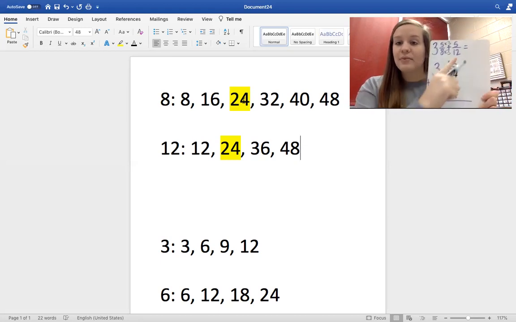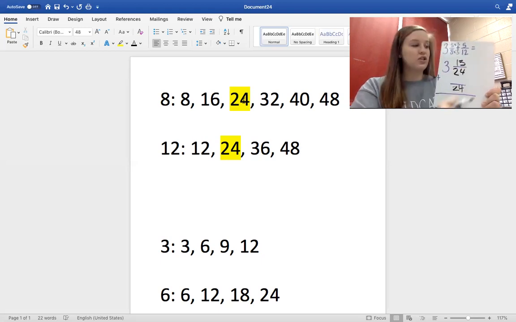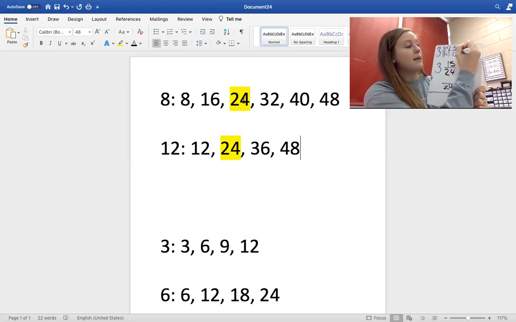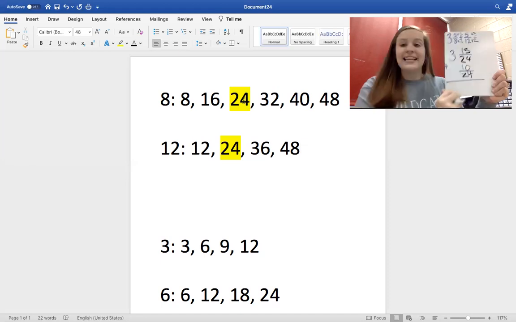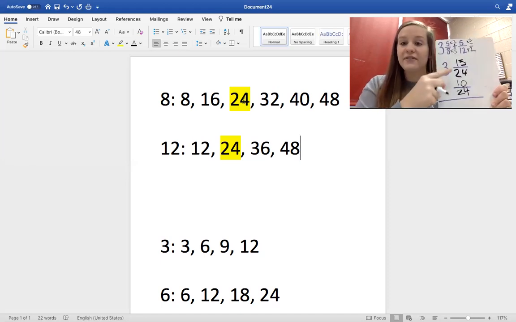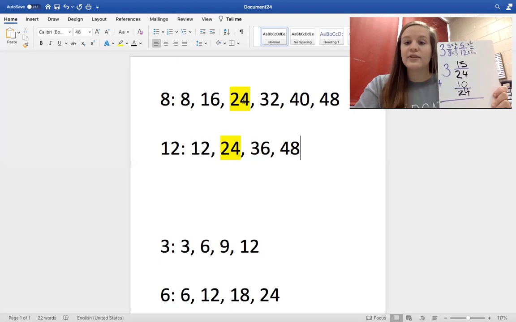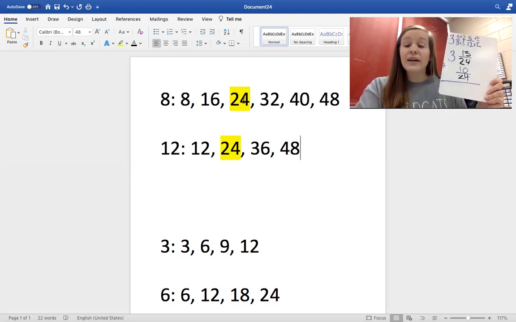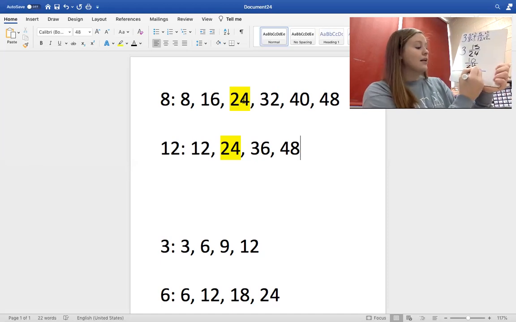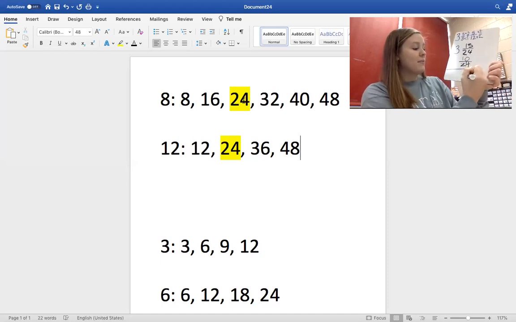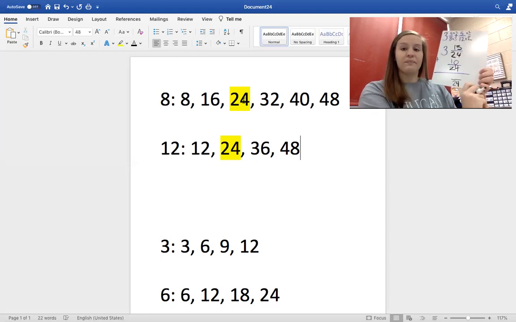So I do the same thing with my second fraction, 5/12. How did I get from 12 to 24? Multiplied by 2. Whatever I do to the bottom, I must do to the top. So 5 times 2 is 10. So I have 3 and 15 24ths plus 10 24ths. I already know that my denominator is going to stay the same. So I'm going to go ahead and keep my denominator the same.